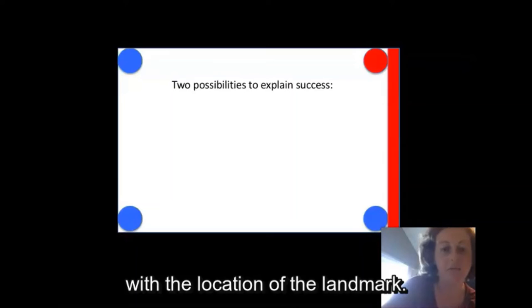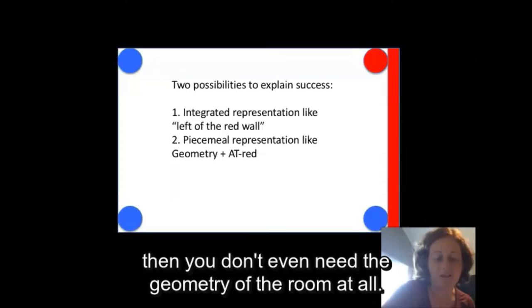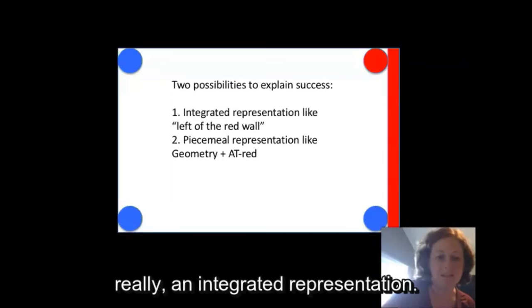Alternatively, and so if that's the case, I just want to point out that in possibility one, you don't even need the geometry of the room at all. You should be able to think "left of the red wall" even if you're in a square room. So it doesn't even need to be really an integrated representation. You just need to have a spatial relationship.